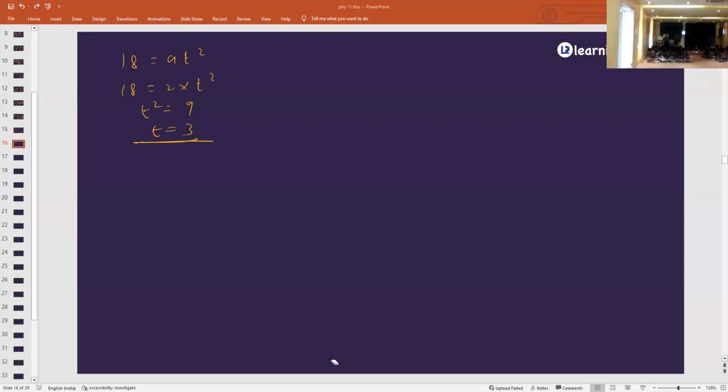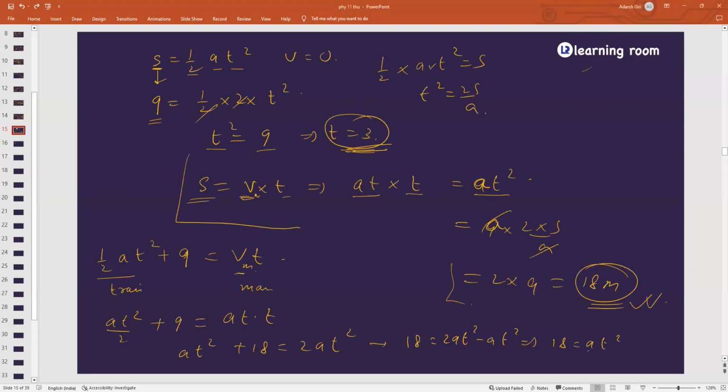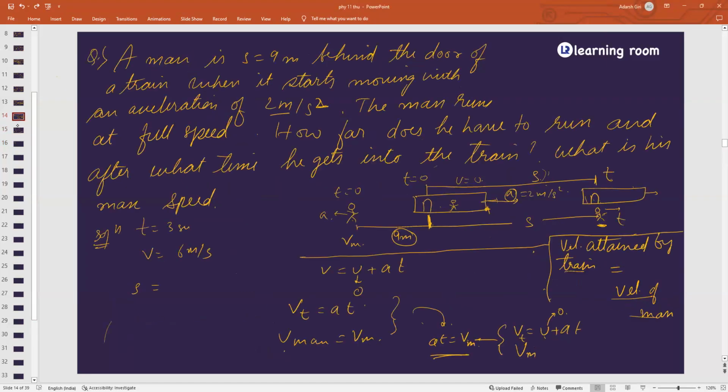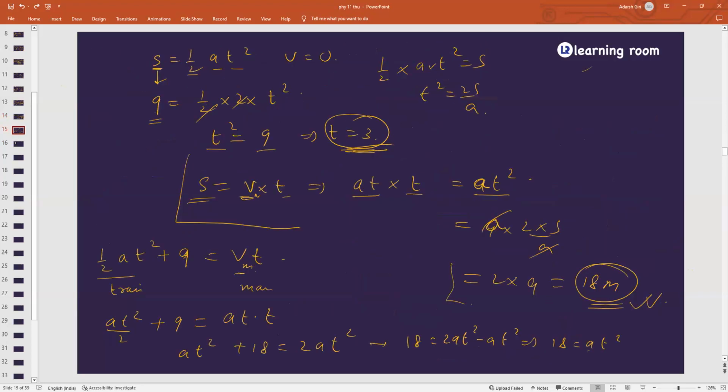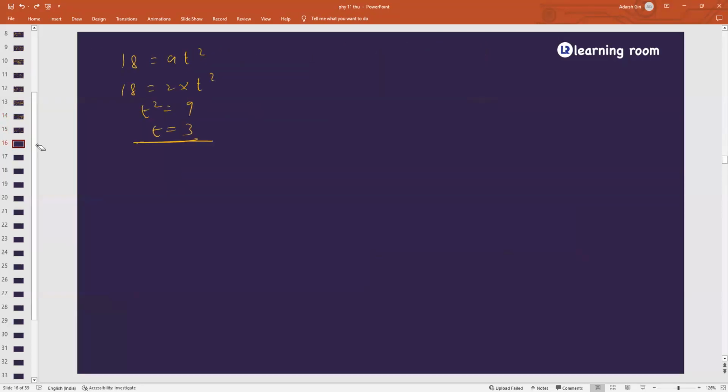Yes, sir. All right. So in the last class, we did some questions related to motion in one dimension. I think we studied motion under gravity. So today we'll be continuing the same thing, dealing with something related to motion under gravity. Before that, I need to tell you something about distance traveled in nth second.